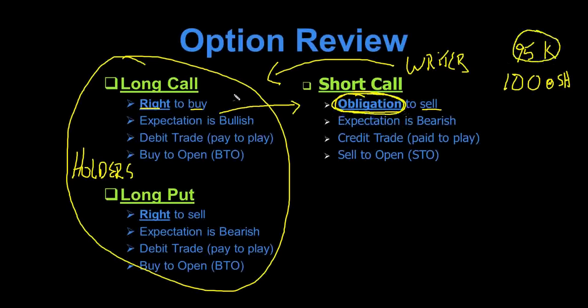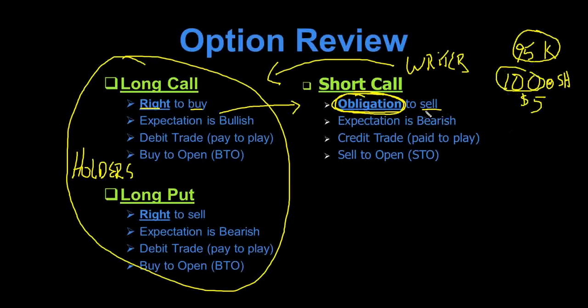This guy at 95 now has stock at 95, even though the current price is 100. He can then turn right around and sell it in the marketplace and make a quick $5. This guy over here, he's got to essentially provide the stock. So he's going to provide the stock at 100, even though the stock's at 95. So he loses $5.